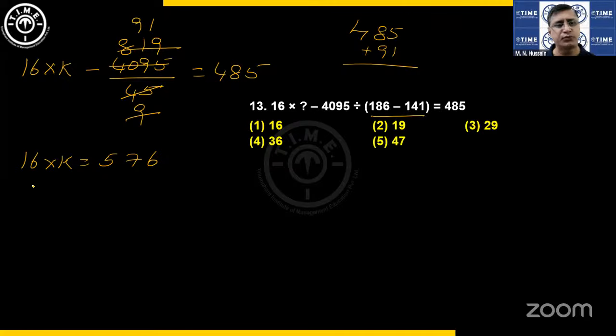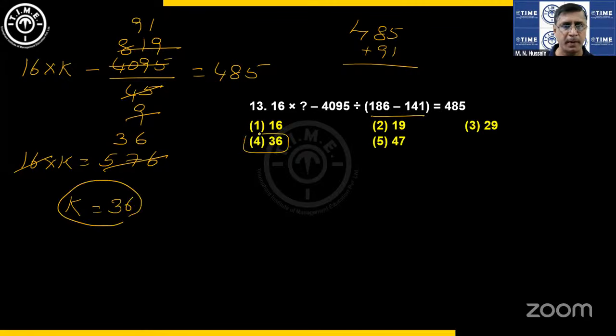3 times 16, that is 48. 96 means 6 times 16. So 16 exactly goes 36 times in 576. Now the value of k is equal to 36. Answer choice 4. Choice 4 is the right option.